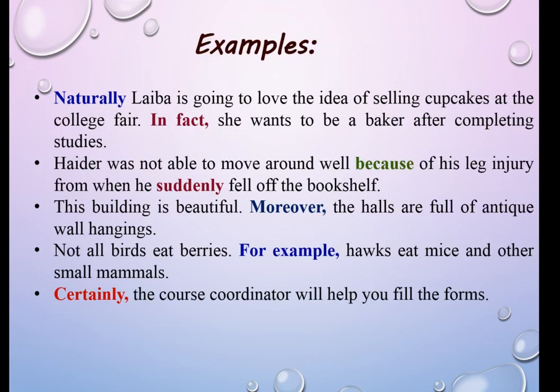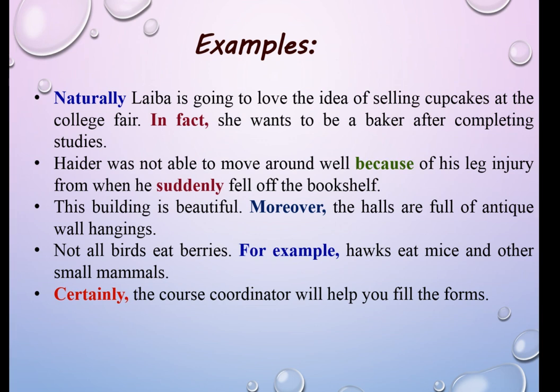So the first sentence says, naturally, Laiba is going to love the idea of selling cupcakes at the college fair. In fact, she wants to be a baker after completing studies. So, naturally and in fact. See how we are sort of asserting the truth that she would love the idea of selling cupcakes because actually she wants to be a baker once she completes her studies. So we are emphasizing the fact, as well as asserting that she is going to love the idea.